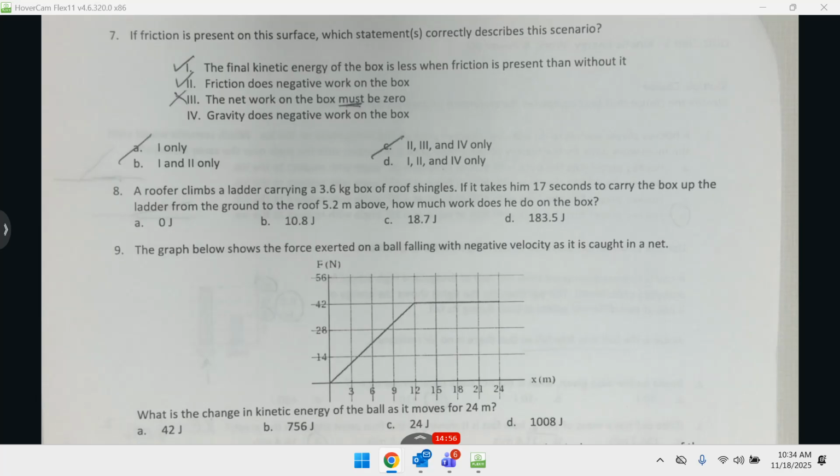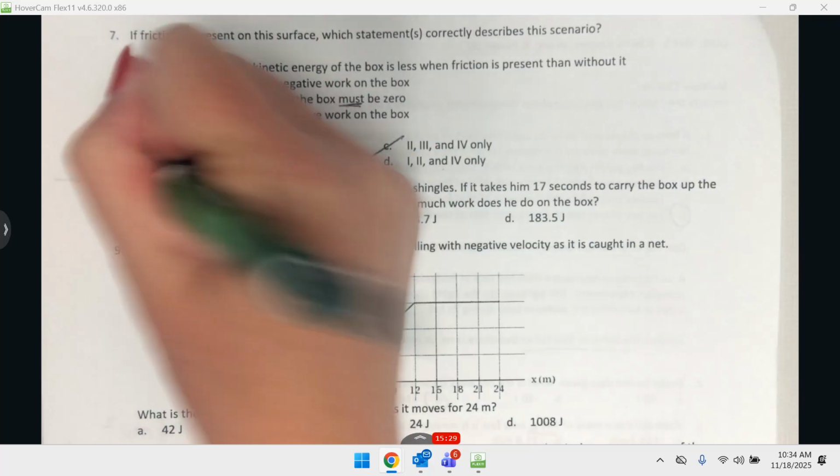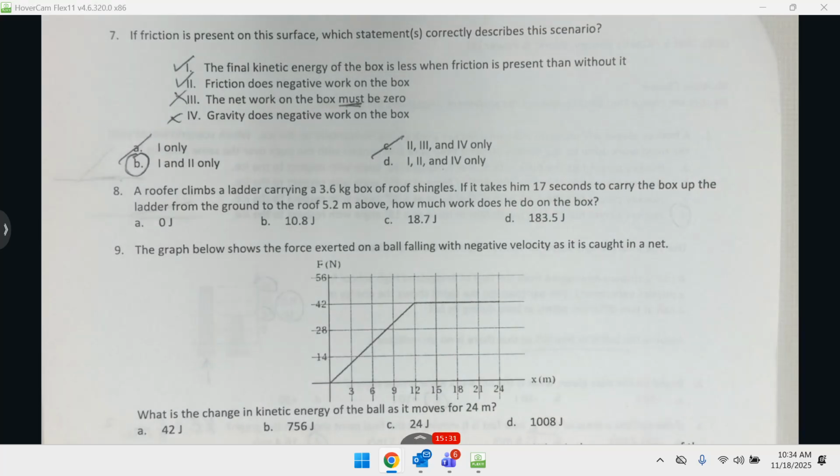Statement 4, gravity does negative work on the box. Again, if you were to think of the forces acting on the box, gravity is a downward force. However, the box doesn't move vertically. The box is moving horizontally. Gravity is perpendicular to the direction of motion. And we said that anytime our force is perpendicular to the direction that it's moving, it's not doing work. So gravity does not do work here unless the box was moving vertically. It's not. So gravity's not doing any work, which means the answer to this is just statements 1 and 2. That's answer choice B.